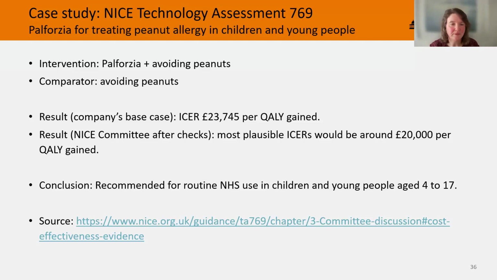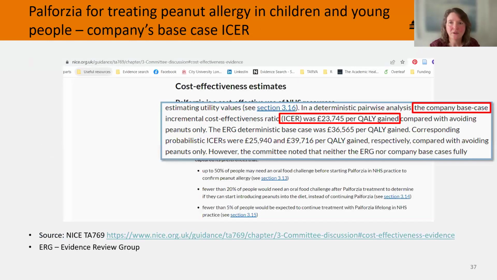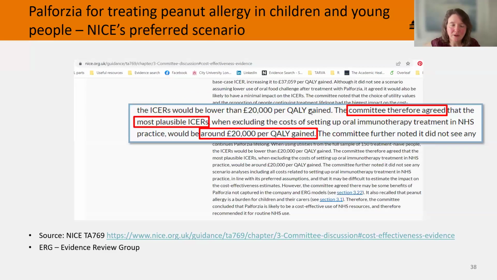All the documentation is there in the committee papers online. You can just get it off the website. Everything is there. Company base case 23,000, and there were various scenario analyses and so forth that they reported. The ERG had a look at the different scenario analyses, and they had their views about which they thought was the most reasonable. They went through all the data and decided that, yes, about £20,000 is the right sort of result.